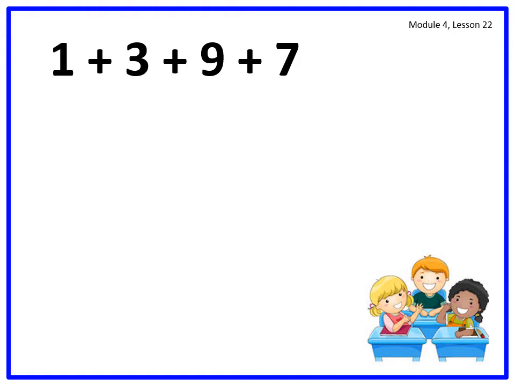Let's take a look at this problem. Now instead of having 3 add-ins, we have 4 add-ins. We shouldn't let this trick our brain though, or make us stressed out, because we have strategies to help solve using mental math. Do you see any friends of 10 in this problem? 1 plus 3 plus 9 plus 7? I do. I know 1 plus 9 is a 10, and 3 plus 7 is a 10, so 10 plus 10 equals 20.